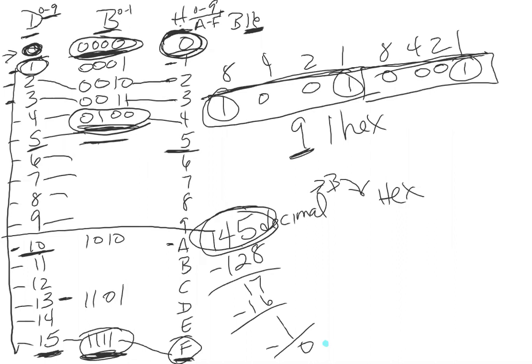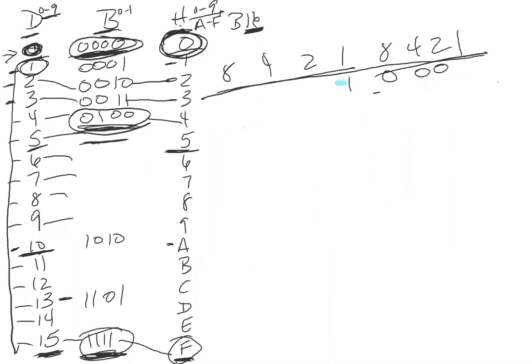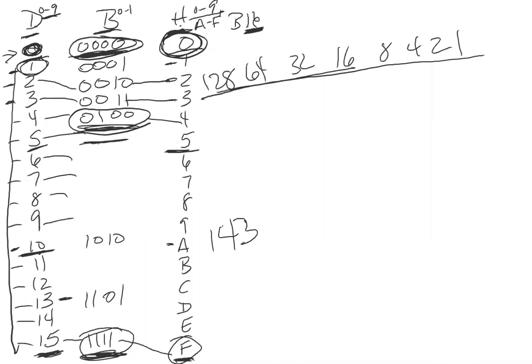Okay, let's do one more example here. I want to go ahead and do 143. It'll be a little bit different for you. So we have 143, and of course we need to go back to using all 8 numbers. So what is 143 minus 128? Because we can use that. Okay, 143 minus 128 is 15.